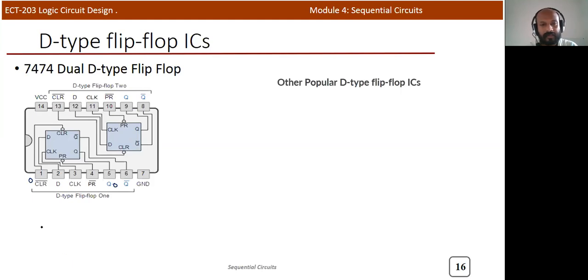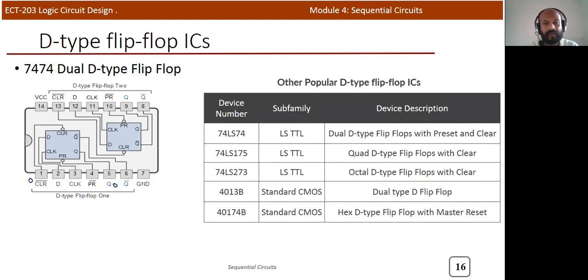There are some other ICs also used for practical applications, that is 7475, 273, and CMOS ICs are also available. Commonly used one is 7474. It contains a preset and clear and some modification. It's a quad D type and there is an octal D type, so you can expect more pins.